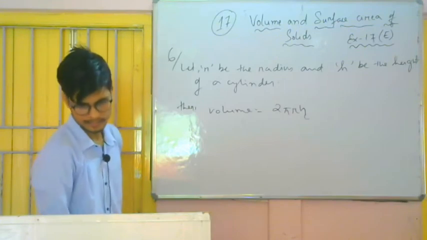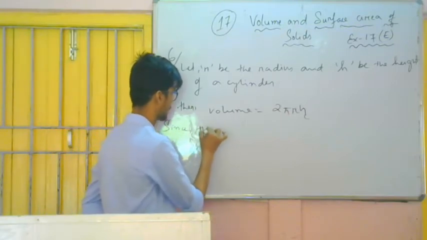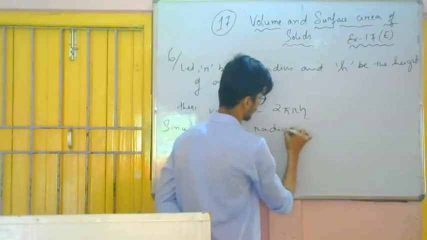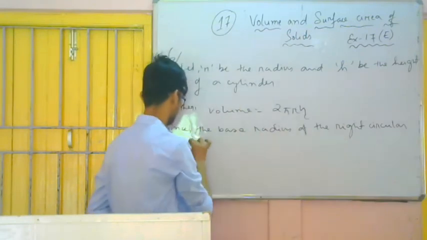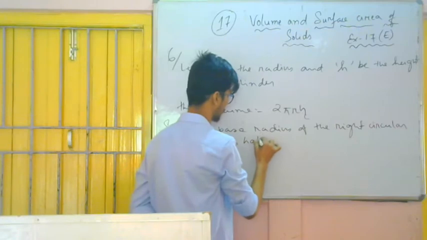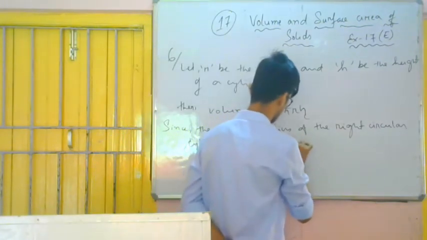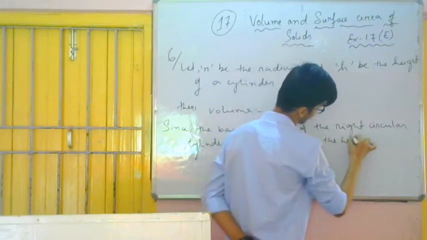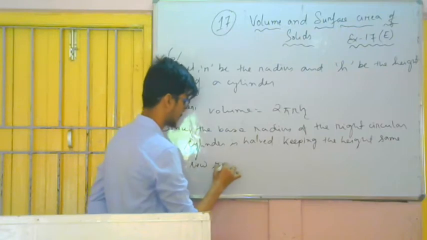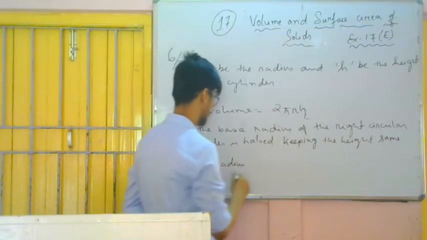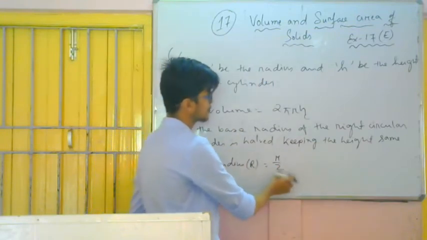Okay. So now it is given that the base radius of the right circular cylinder is halved, keeping the height same, therefore the new radius, you give capital letter R, will be equal to r by 2. New radius will be half of this one, r by 2.